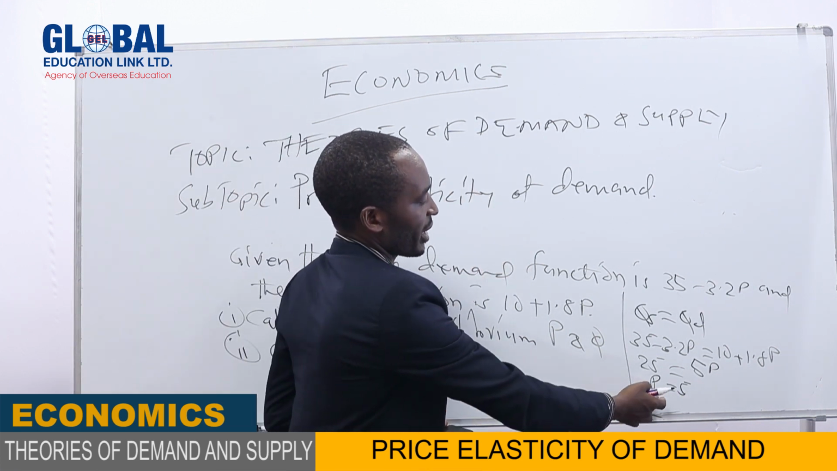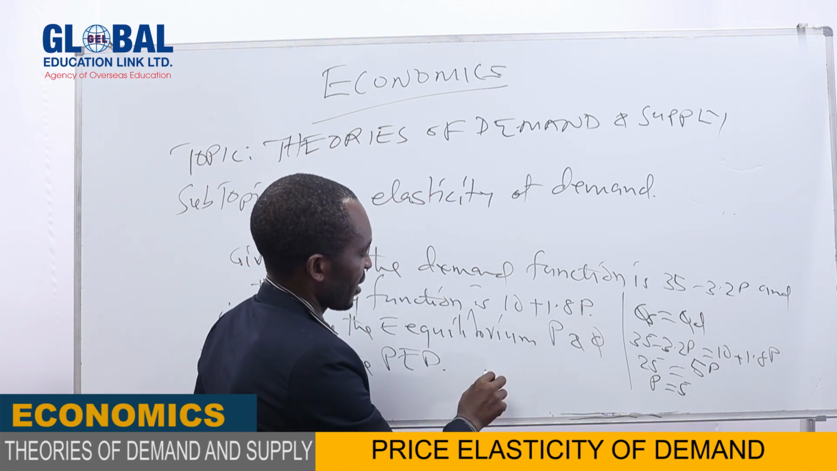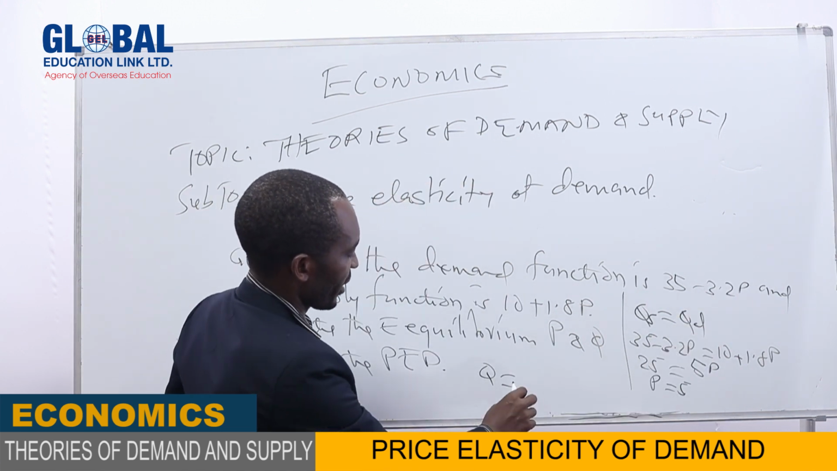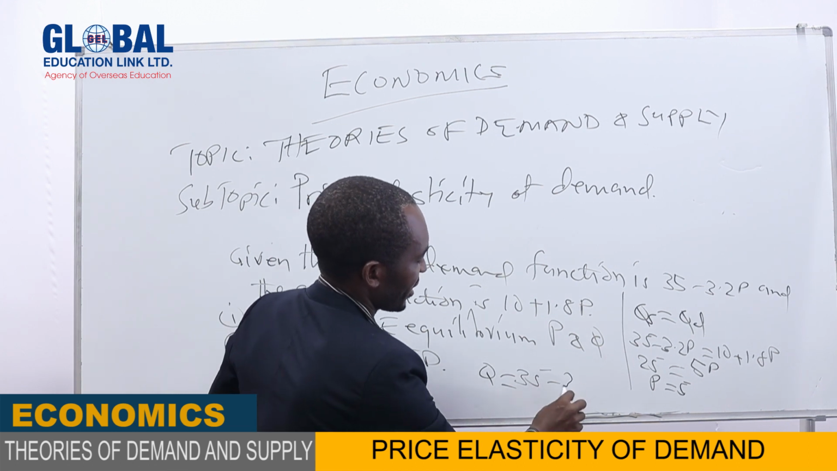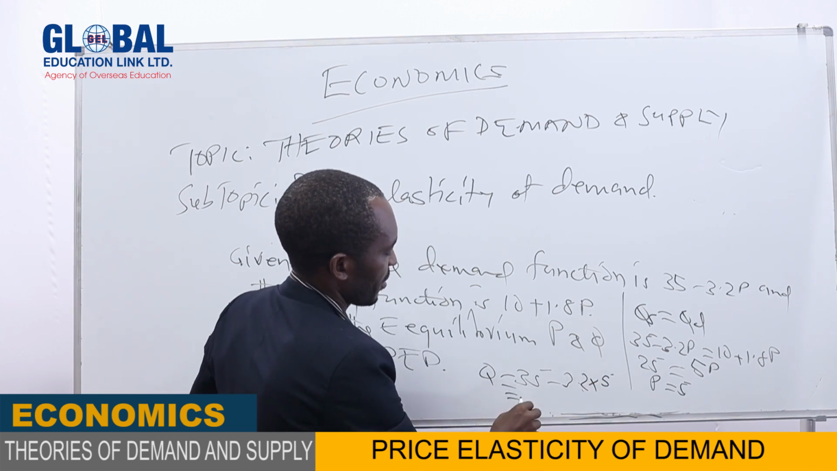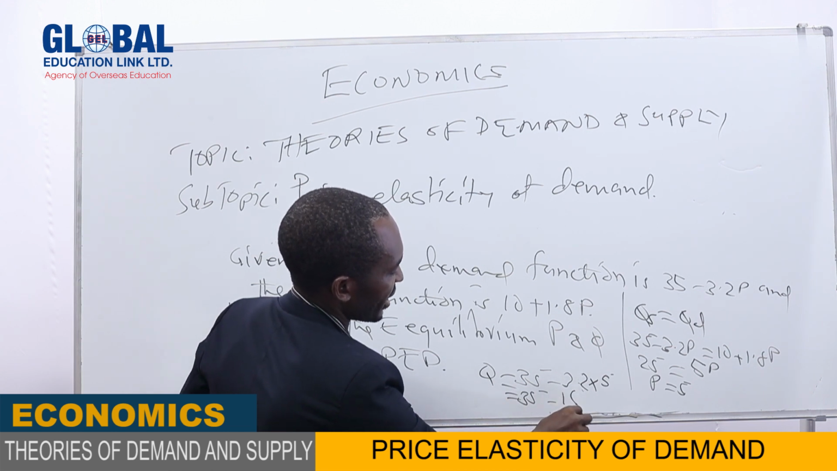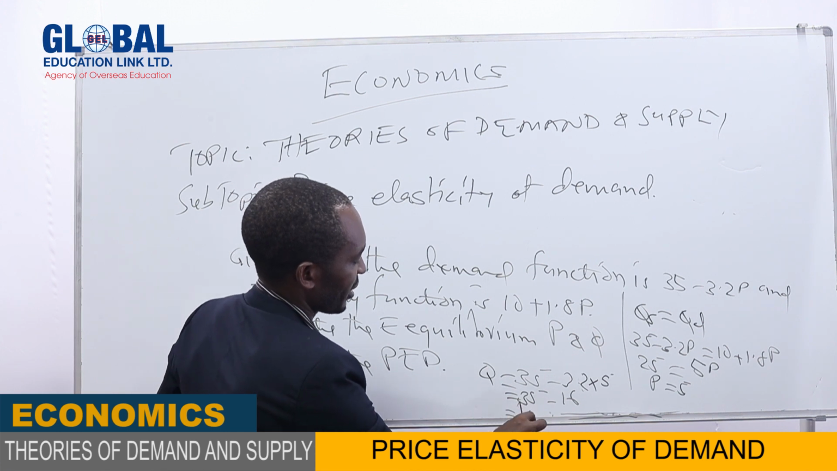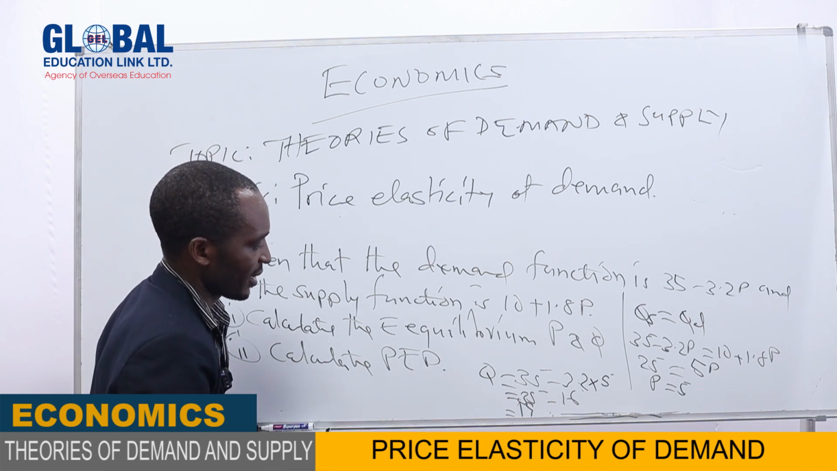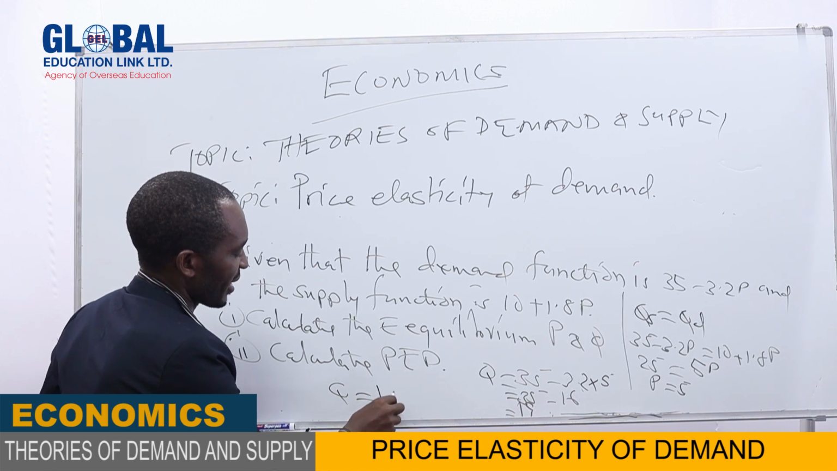Now you can substitute the price in either equation so to get the quantity. When you substitute, the Q will be equal, let us use this equation, will be 35 minus 3.2 times 5, be 35 minus 16. So when you subtract it, you'll get 19. So the equilibrium quantity will be 19 units.